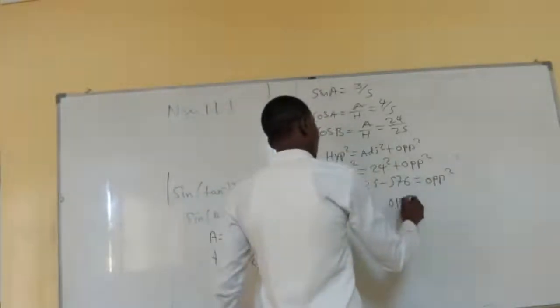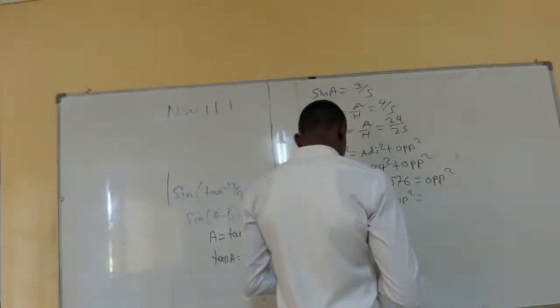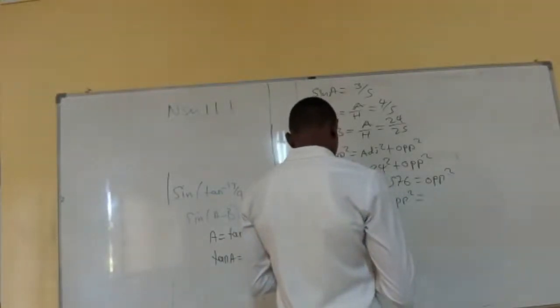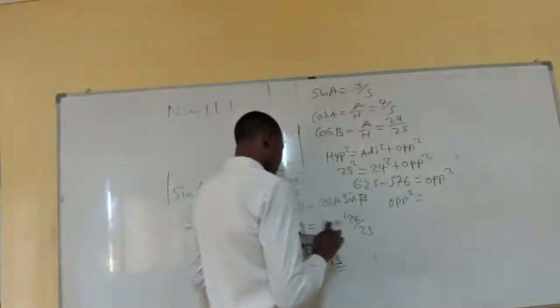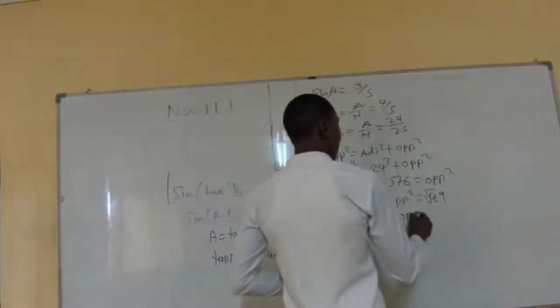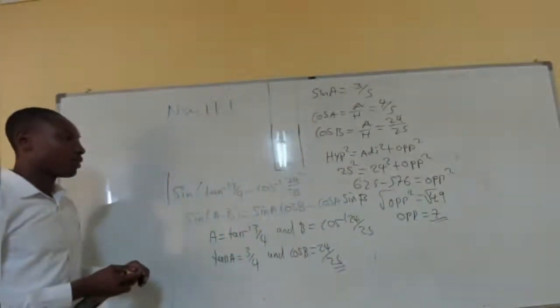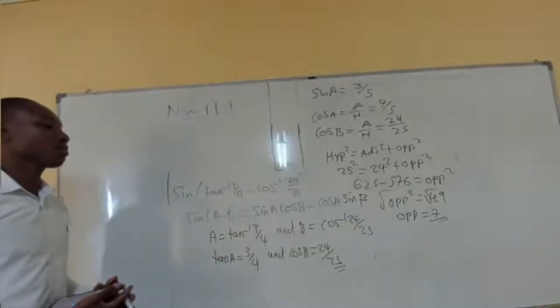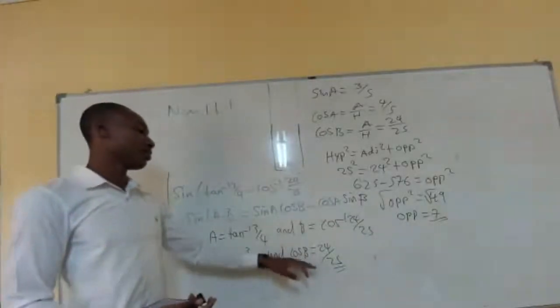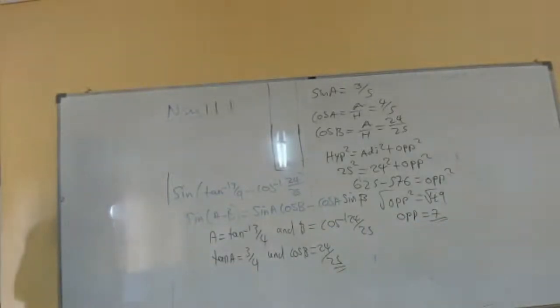So opposite squared is equal to 625 minus 576, which is 49. Taking the root, the opposite now becomes 7. So when you have a triangle with theta equal to B, the opposite is 7.